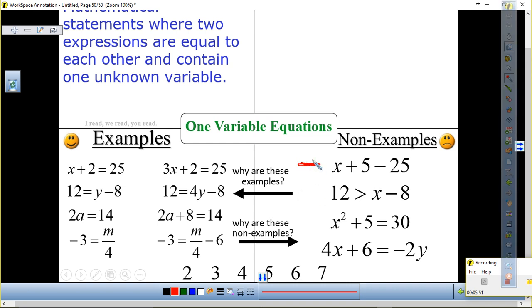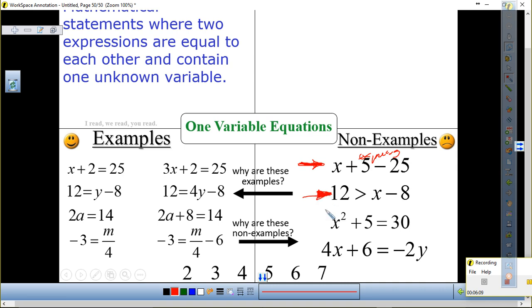Rachel, why is this one not a one variable equation? It doesn't have an equal sign. So what is this one called if it doesn't have an equal sign? Expression, that is correct. Pass someone?